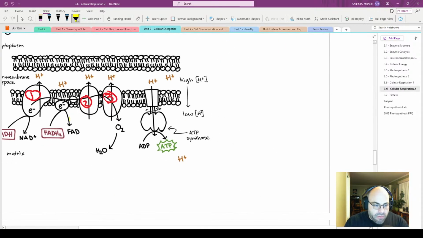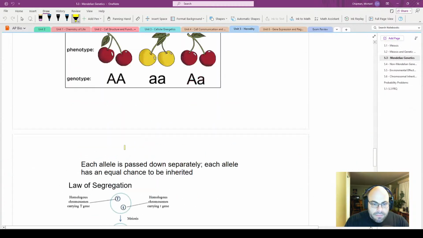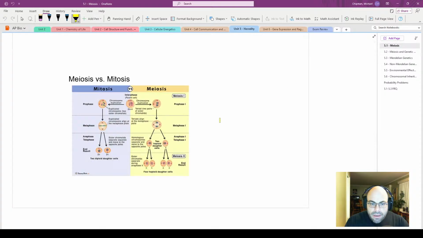Big idea. Can I go over meiosis? After this, I don't get the different phases of meiosis. Perfect, we can do that. Unit 5. Meiosis.